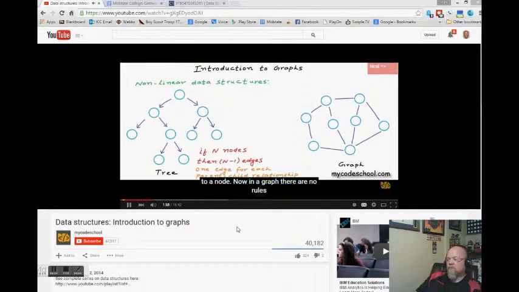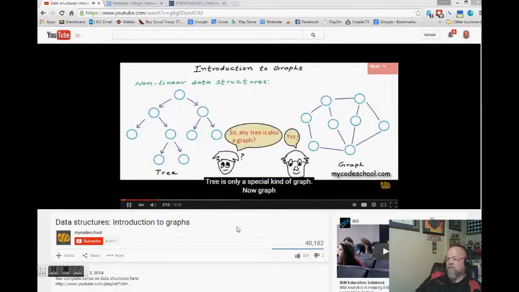Now in a graph, there are no rules dictating the connection among the nodes. A graph contains a set of nodes and a set of edges, and edges can be connecting nodes in any possible way. Tree is only a special kind of graph.